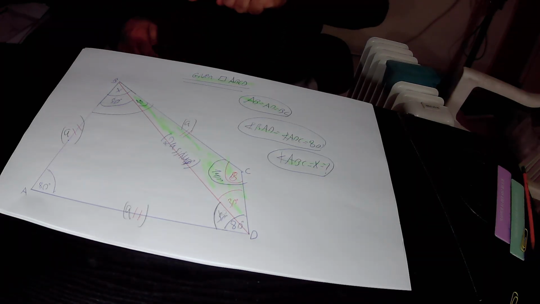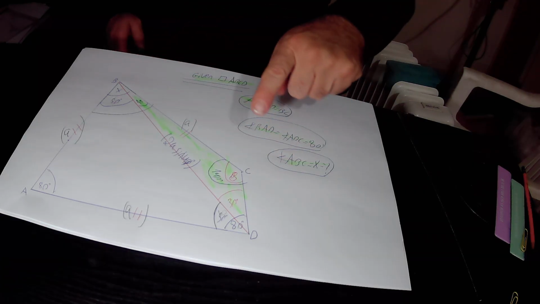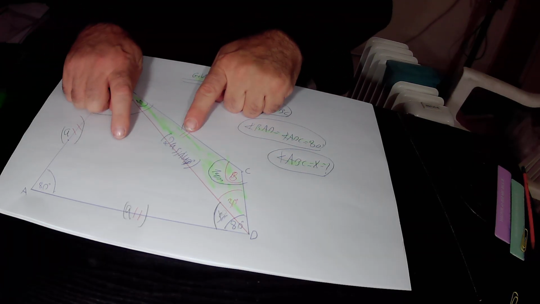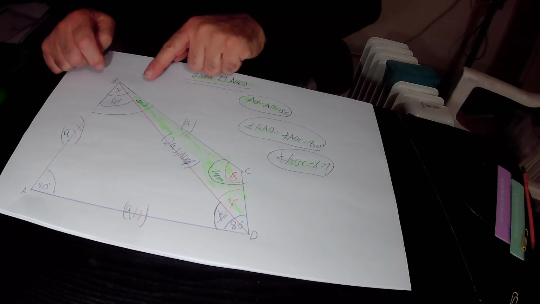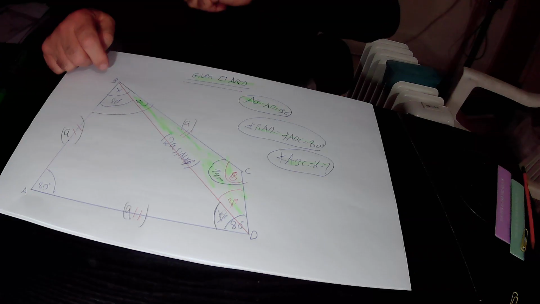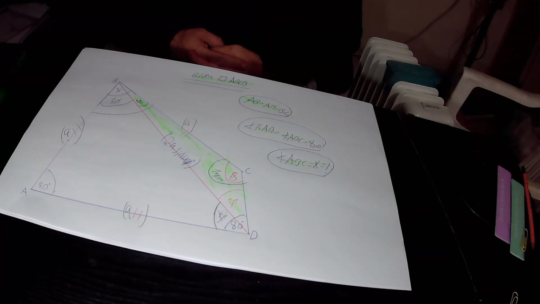First of all, we join points B and D together by a line. By joining points B and D, we divide this quadrilateral ABCD into two parts. The first part is the green triangle BCD, and the second part is triangle BAD. We know that in a triangle, opposite equal sides there are equal angles.